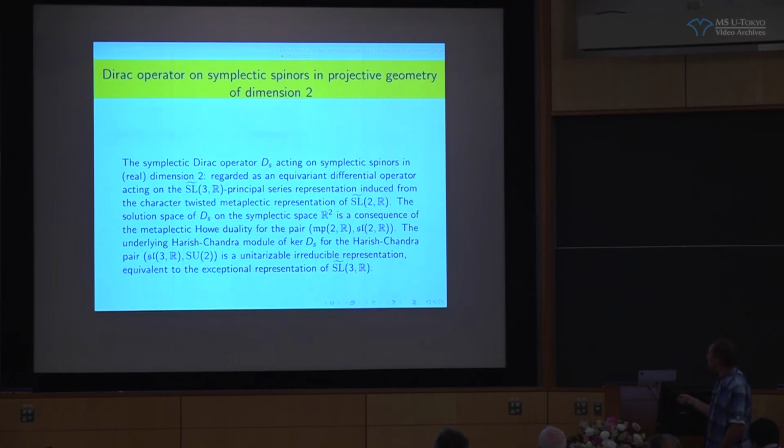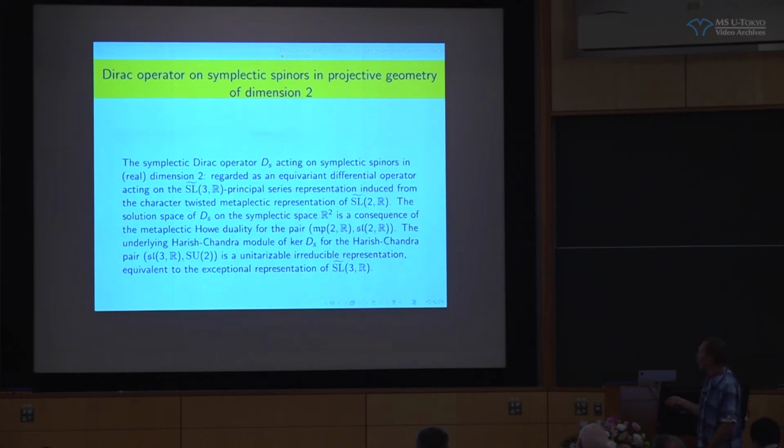So probably I should mention that the importance of this operator is that its solution space, say on the symplectic space R2, can be constructed explicitly, and it's a consequence of the metaplectic Howe duality for the pair of Lie algebras. So MP2R is a metaplectic Lie algebra of rank 1 and SL2R. And the underlying Harish-Chandra module of the solution space of this operator for the Harish-Chandra pair SL3R and SU2 is one important representation. It's a unitarizable, irreducible representation, which is equivalent to the exceptional representation of SL3R tilde.